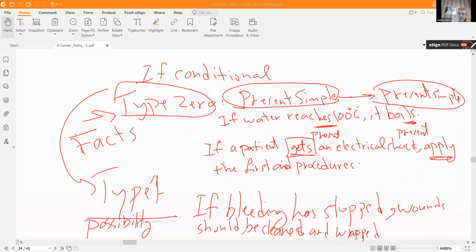إذن عندي هنا should be cleaned. إذا حصل الحدث الأول اللي هو أو الواقع الأول, إذا توقف النزيف, في حال توقف يجب أن نفعل كذا. So this is what we call the type 1 if conditional. So now let's go back.